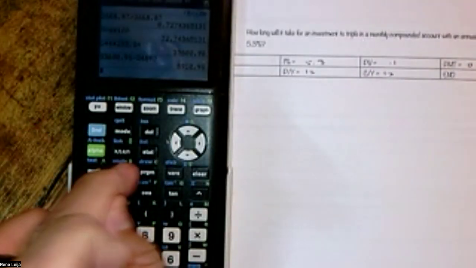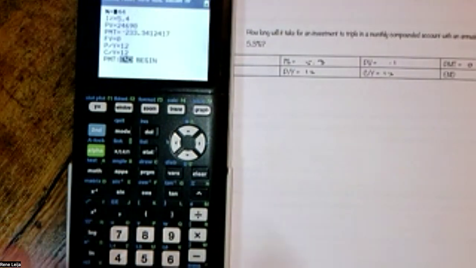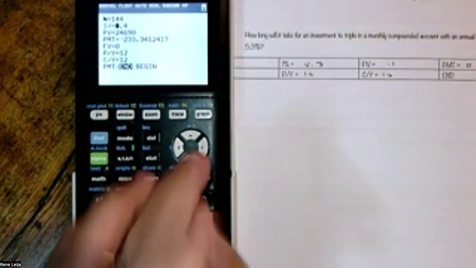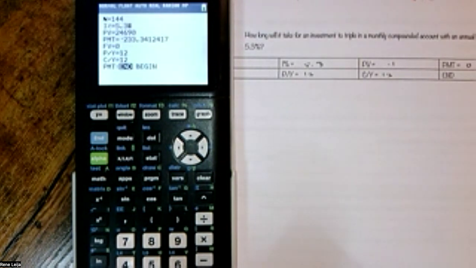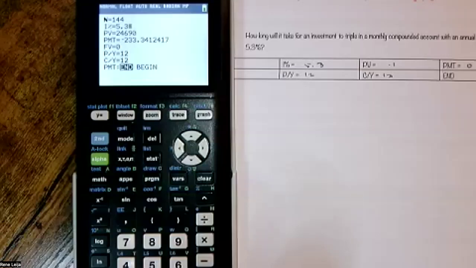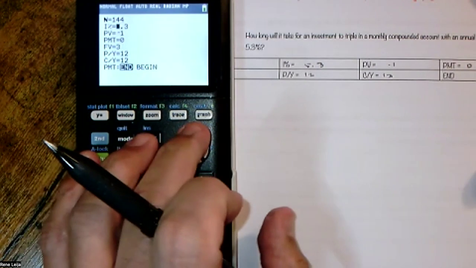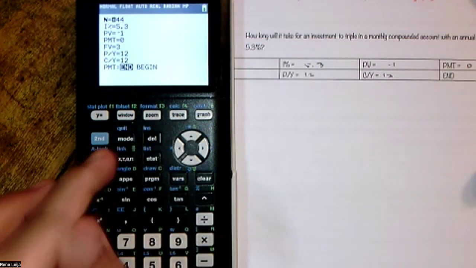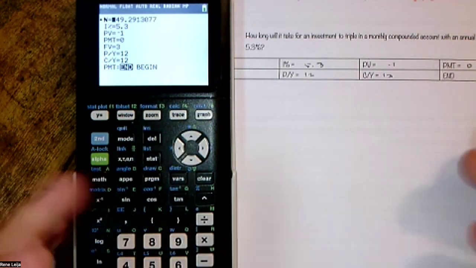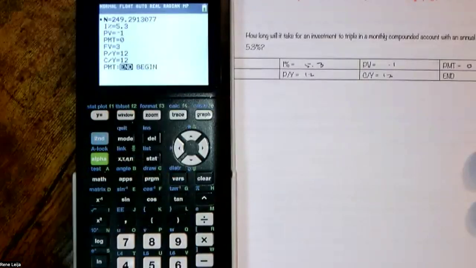Okay, so apps, get to our TVM solver. So our interest rate is 5.3%. Our present value, we're putting in $1. We're not making any payments. We want the future value of that dollar to be 3 because we want it to triple. And then our PYCY is 12. Okay, so now I'm going to go back to N and hit alpha, enter. So we get 249.29.